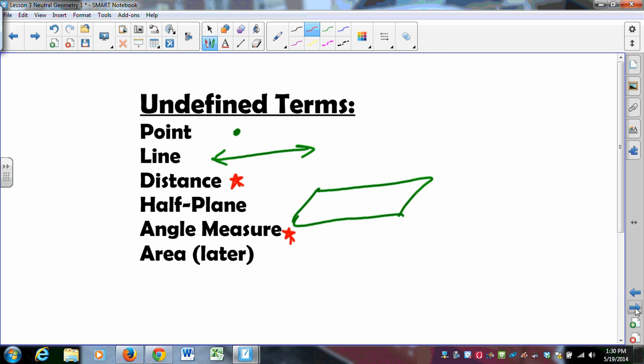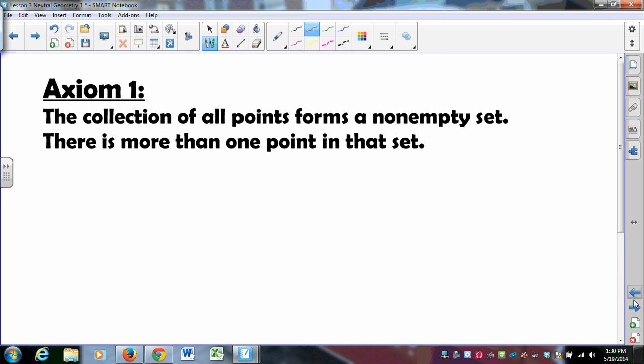So here's axiom 1, and this shouldn't surprise anybody. The collection of all points forms a non-empty set. There is more than one point in that set. Let's ask the question: why do we need to say that there's more than one point in that set? Think about, as we go on, what would happen if there was only one point, or if there were no points at all.